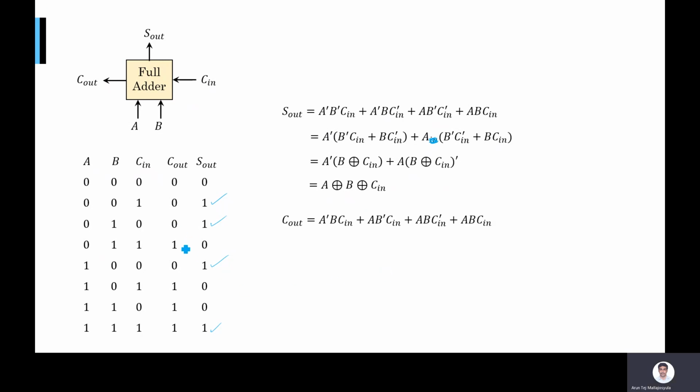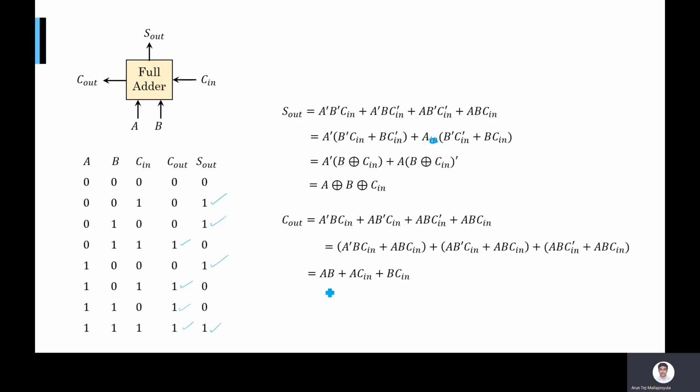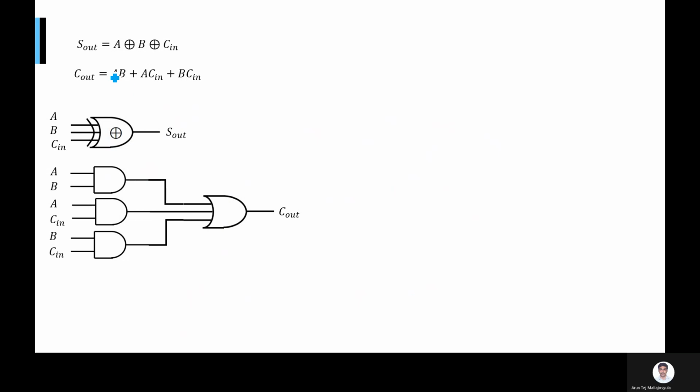What is the carry out expression? Again, there are 4 min terms here. You can write them through the minimization. You can check this and you will get this function as AB plus AC plus BC. So these are your 2 expressions. I can now give my circuit a 3-input XOR gate, and for Cout, you need 3 AND gates and 1 OR gate.